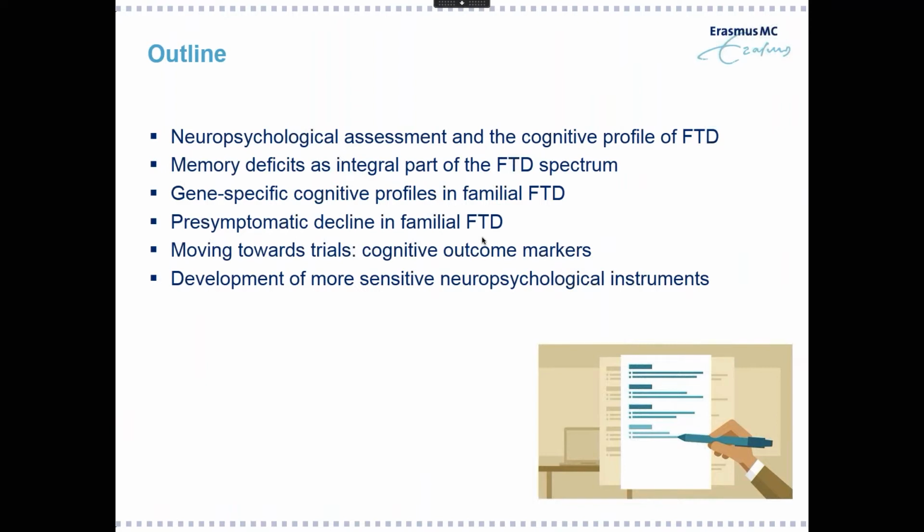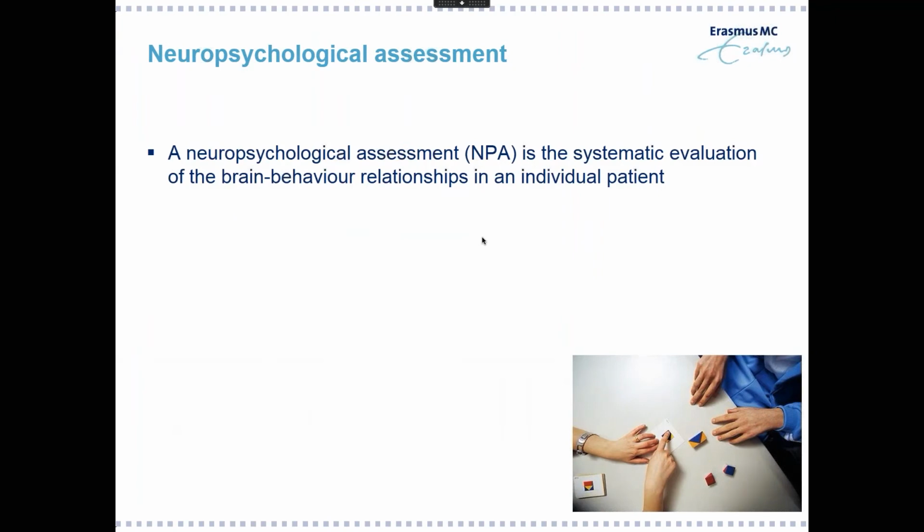I also want to discuss memory problems in FTD, as they are, contrary to what sometimes is believed, an integral part of the cognitive spectrum. Then I will focus on gene-specific cognitive profiles we often see in familial FTD, patterns that already have become apparent in the pre-symptomatic stage. And lastly, as we're moving towards clinical trials for FTD, choosing appropriate cognitive endpoints is of utmost importance, but very challenging for a heterogeneous disease as FTD. And I will be closing today with, in my opinion, potential candidate markers of cognition. But first, a brief introduction about a neuropsychological assessment.